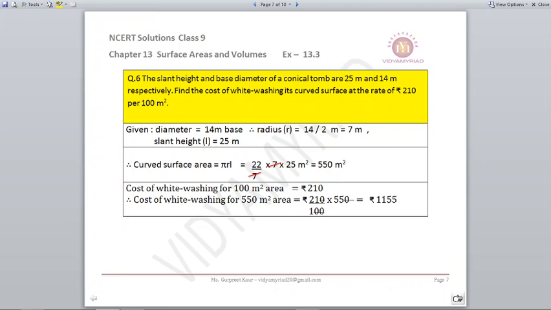Now you need to find out the cost. They are already telling you for 100 meter square area the cost is rupees 210. So for 550 meter square area it will be 210 upon 100 multiplied by 550, which comes to rupees 1155.